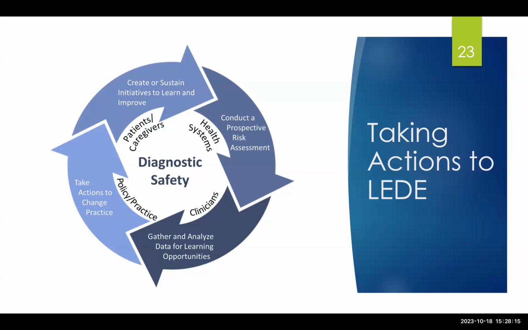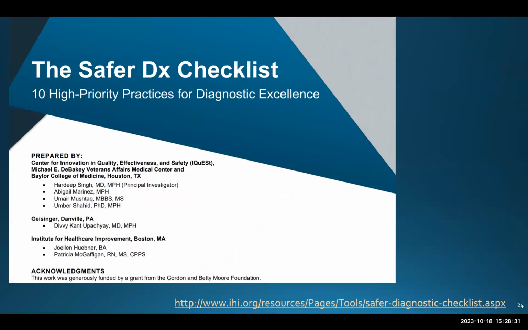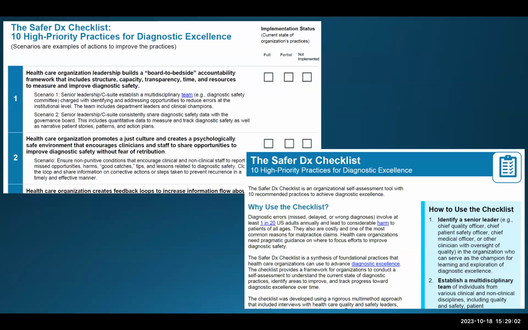Now, how do you conduct a prospective risk assessment? I'm going to focus on the risk assessment tool, the SAFER-DX checklist, which I'll walk through next. Then we'll come to Measure-DX, the tool to gather and analyze data for learning opportunities. The SAFER-DX checklist was developed in collaboration with IHI. Thankfully, it has only 10 practices. It has 4 pages. One is a face page, which you are looking at now. The second is a 1-page implementation guidance document. And then the practices are over 2 pages. So it's a short, easily implementable tool that is also freely available. Here's what it looks like in general, but I'm going to do a walkthrough so you can see how well you're doing.